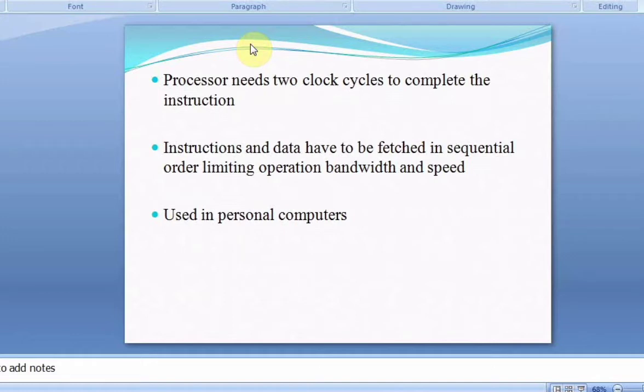The problem or the bottleneck with this Von Neumann architecture is that the instructions and the data have to be fetched in sequential order, which limits the operation bandwidth and the speed. So we can say that this is one of the bottlenecks or disadvantages of Von Neumann architecture. But in spite of this, Von Neumann architecture is used in small computers and in personal computers.